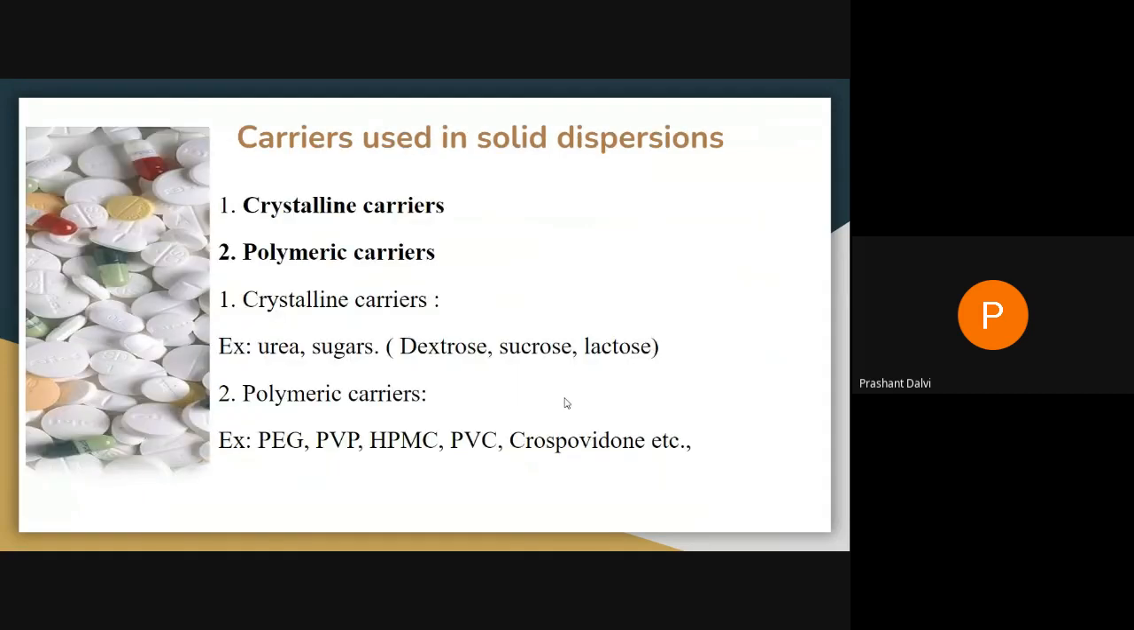Examples of these crystalline and polymeric carriers you can see here. As I already mentioned, urea, sugars, dextrose, sucrose, and lactose are the crystalline polymers, hydrophilic in nature. And among polymeric carriers, PEGs, PVP, HPMC, PVC, and crospovidones are all polymeric carriers used to deliver the drugs to their targeted site.